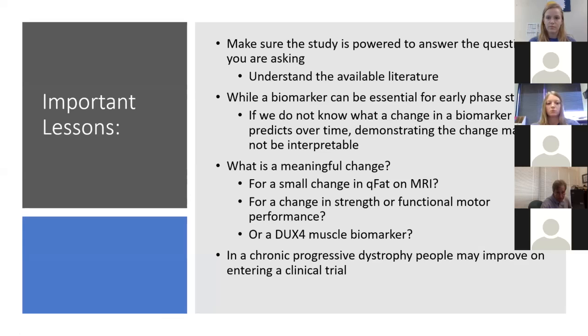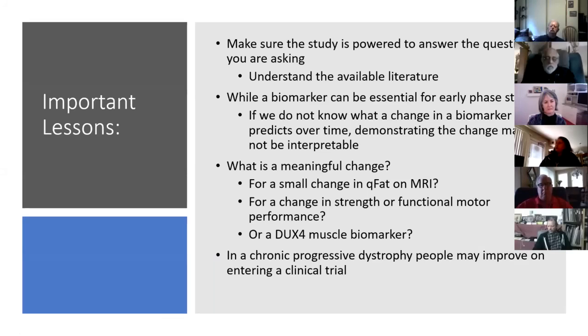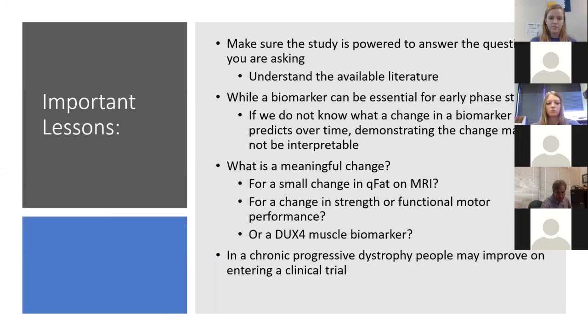And in this case, they had the right number of people to see a change in muscle volume, and so they got that answer, but the answer the company really wanted was whether it was going to improve function. But they didn't really have the right number of people in the study to answer that question. They didn't have enough people. They would have had to double or triple the number of people in the study to really be able to see that over 6 months.